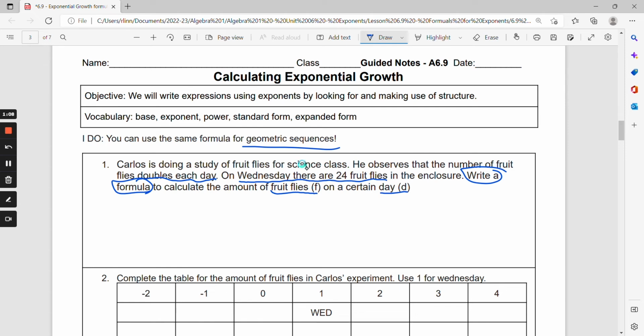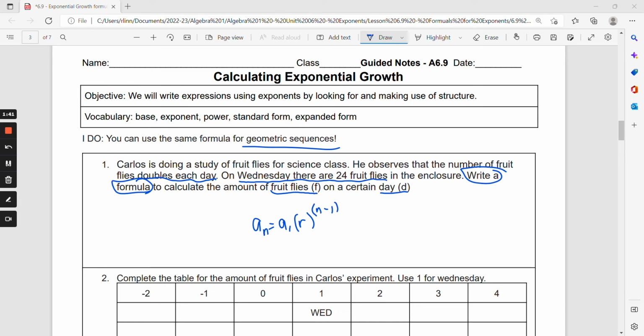So the formula for calculating a geometric sequence is a sub n is equal to a sub 1 times our common multiplier, or common ratio, raised to the power of n minus 1. Just like when we're working with geometric sequences, we're going to substitute a few things in. So let's think about what this is actually figuring out.